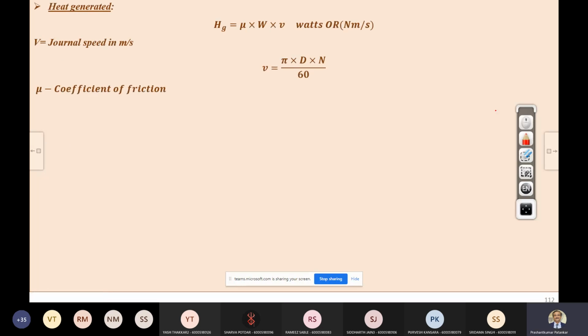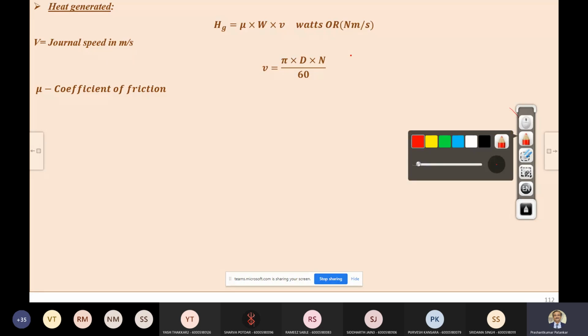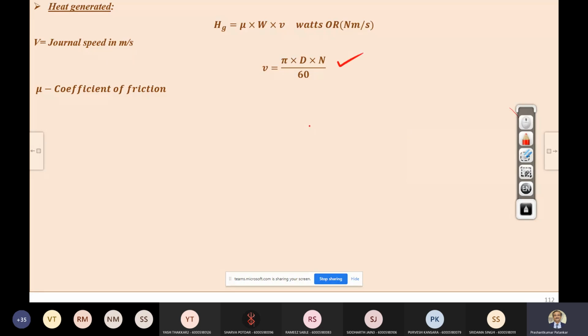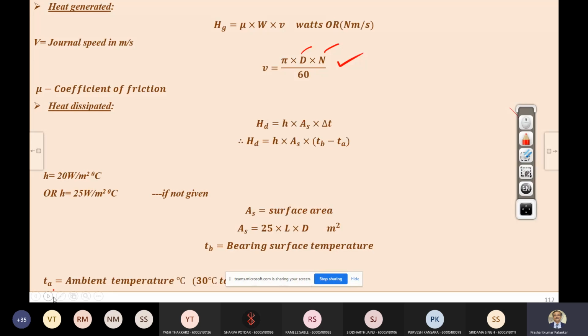Now regarding the velocity, again you can calculate it by using this relation: V is equal to pi d n upon 60. Here d is the diameter of your journal, n is the speed. Then the heat dissipated is equal to h into As into delta T. That is what I told you.